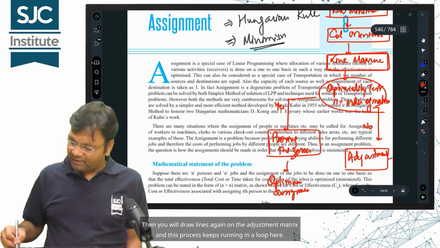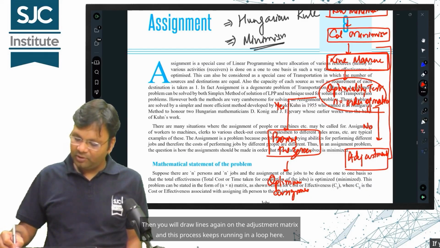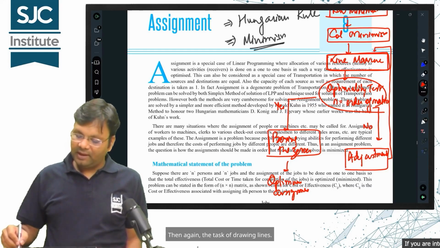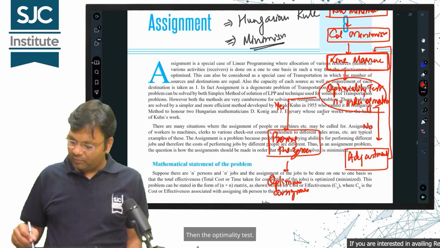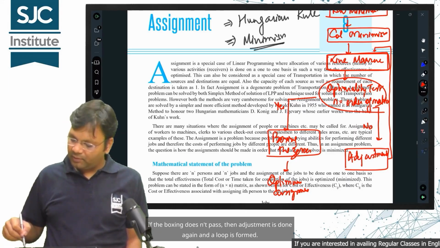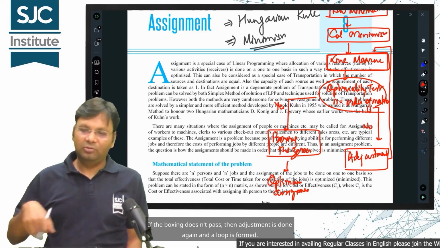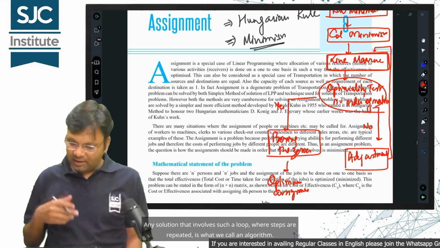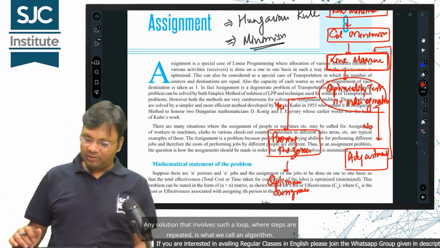Then you will draw lines again on the adjustment matrix, and this process keeps running in a loop. Again the task of drawing lines, then the optimality test. If it passes, then it's fine. If the boxing doesn't pass, then adjustment is done again and a loop is formed. Any solution that involves such a loop, where steps are repeated, is what we call an algorithm.